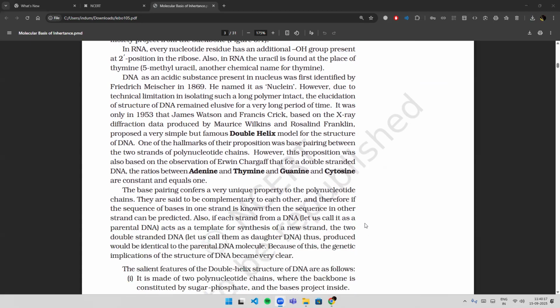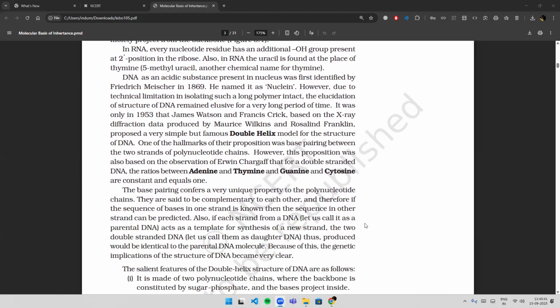DNA as an acidic substance present in nucleus was first identified by Friedrich Miescher in 1869. He named it as nuclein. However, due to technical limitations in isolating such a long polymer intact, the elucidation of structure of DNA remained elusive for a very long period of time.